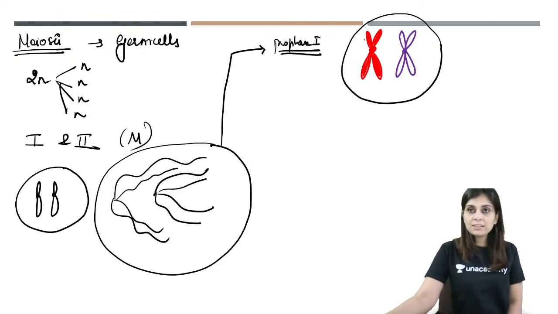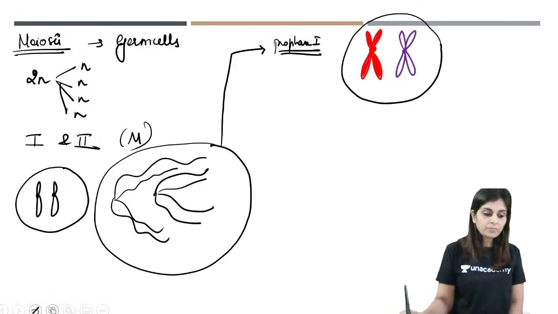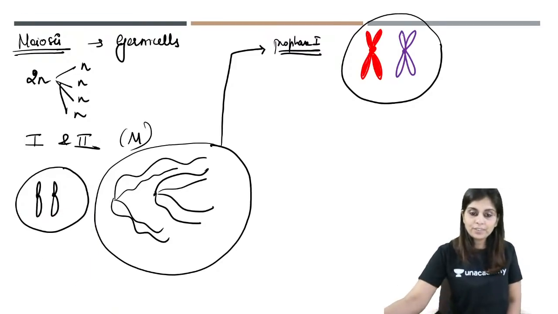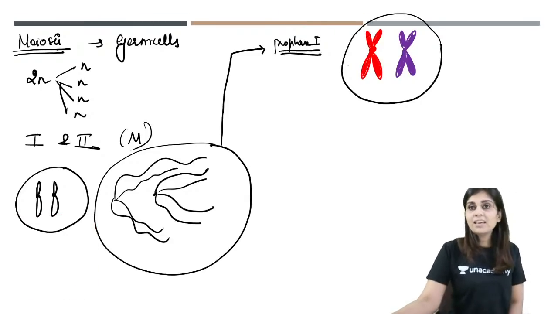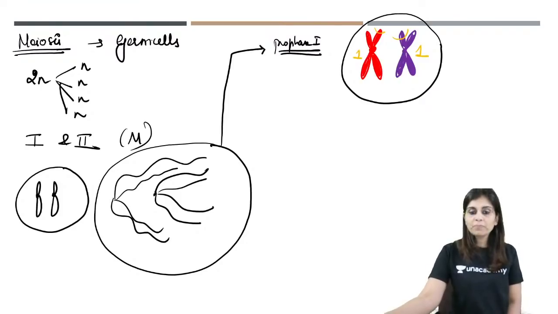So what are non-sister chromatids? Chromatids which are attached to different centromeres will be called non-sister chromatids. After pairing of homologous chromosomes, there is breakage and exchange of genetic material between non-sister chromatids of homologous chromosomes. And this is called crossing over.